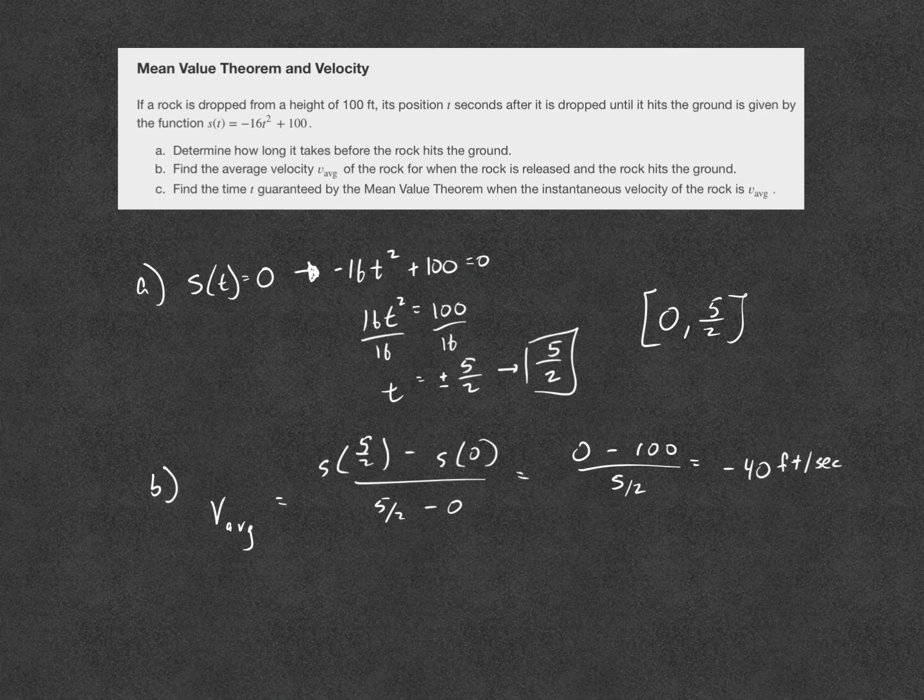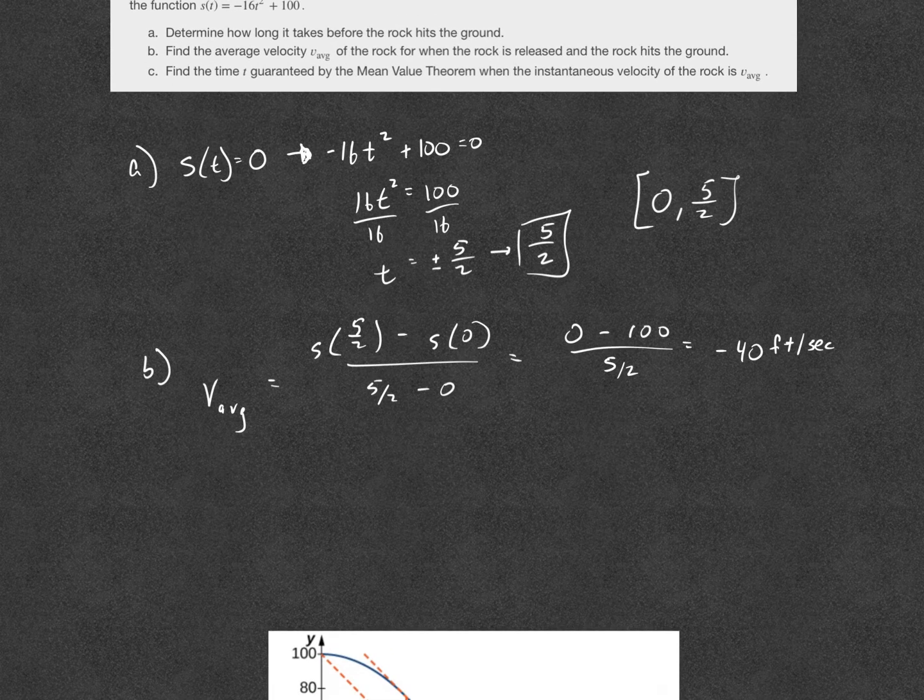Now, part C: find the time t guaranteed by the mean value theorem. For part C, we need to take our derivative and set it equal to what we got in part B. The derivative is negative 32t. We set that derivative, and I'm going to use c again, negative 32c, equal to the answer we got in part B, negative 40. Negative 32c equals negative 40.